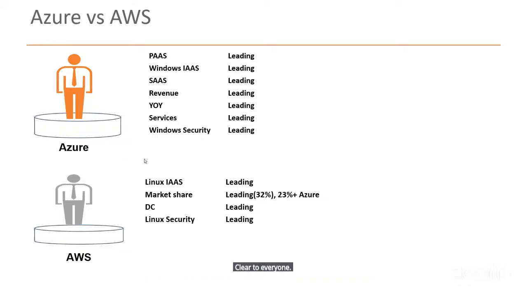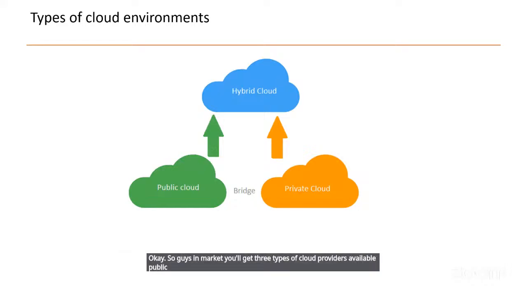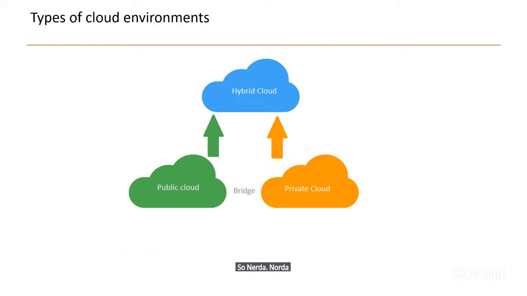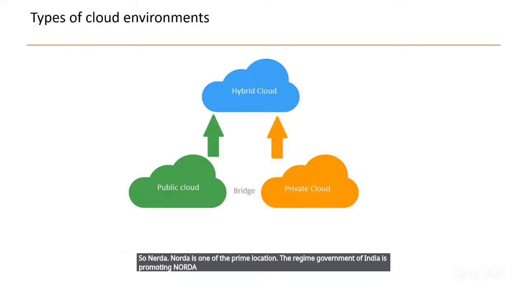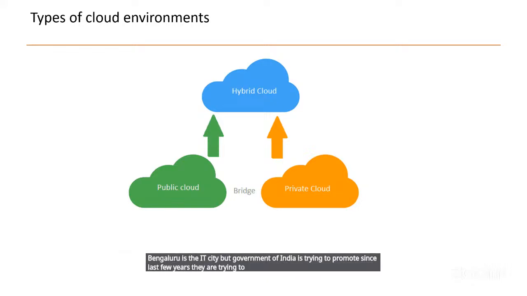Yes, sir. So guys, in the market you'll get three types of cloud providers available: public, private, and hybrid cloud. Public cloud means everything will be available online. Private means there'll be a private ecosystem available. And if I'm talking about the private ecosystem or private cloud, Noida is one of the prime locations. The government of India is promoting Noida as a data center city. As of now, Bangalore is the IT city, but for the last few years they have been trying to promote Noida as a data center city.